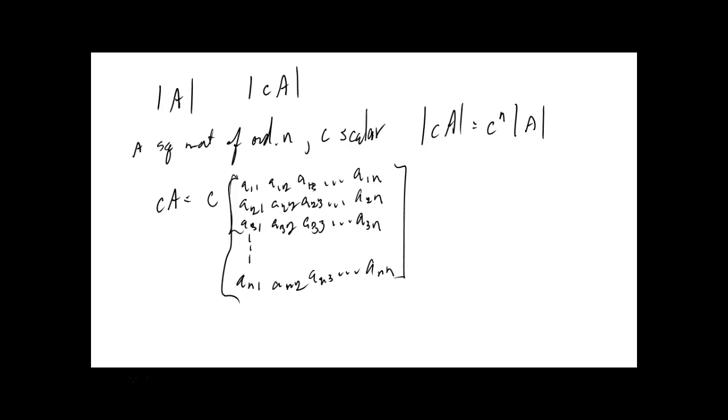Okay? Then if you think about doing the determinant of that, of course, every one of these is going to have a C in it. If you multiply this through, that's what you get. C's in front of every one of those.